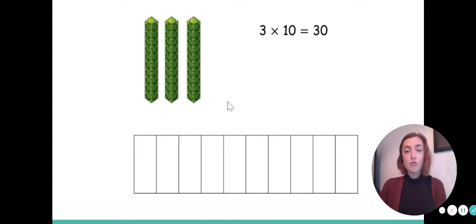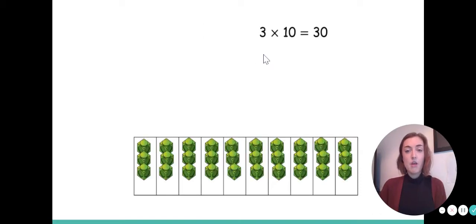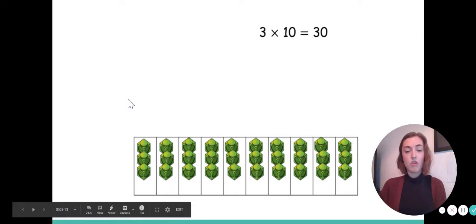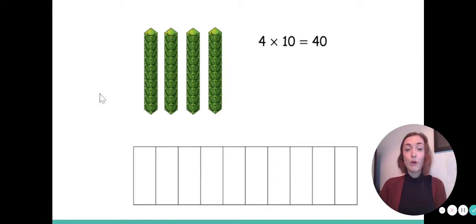Now I have 3 lots of 10, 10, 20, 30. 3 times 10 equals 30. I'm going to divide that again now. So I'm going to divide my 30 cubes between 10. 30 divided by 10. What do you think that equals? Well done, equals 3. There's 3 in each group. Have you guessed what's coming next? 4 lots of 10. I've got 10, 20, 30, 40. So my number sentence is 4 times 10 equals 40. 4 lots of 10 equals 40.